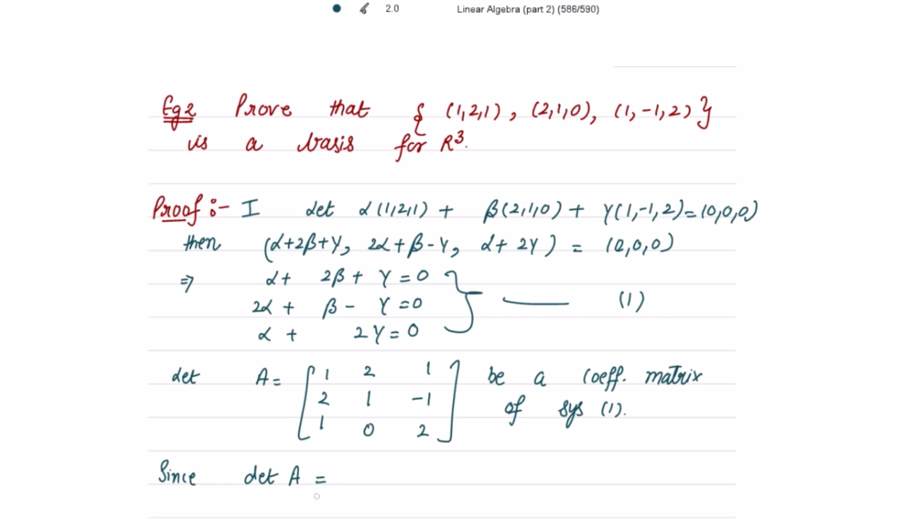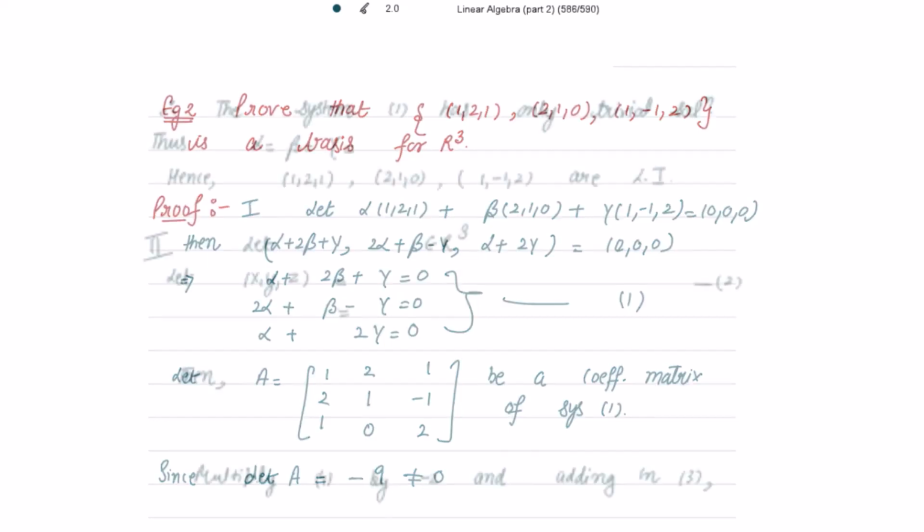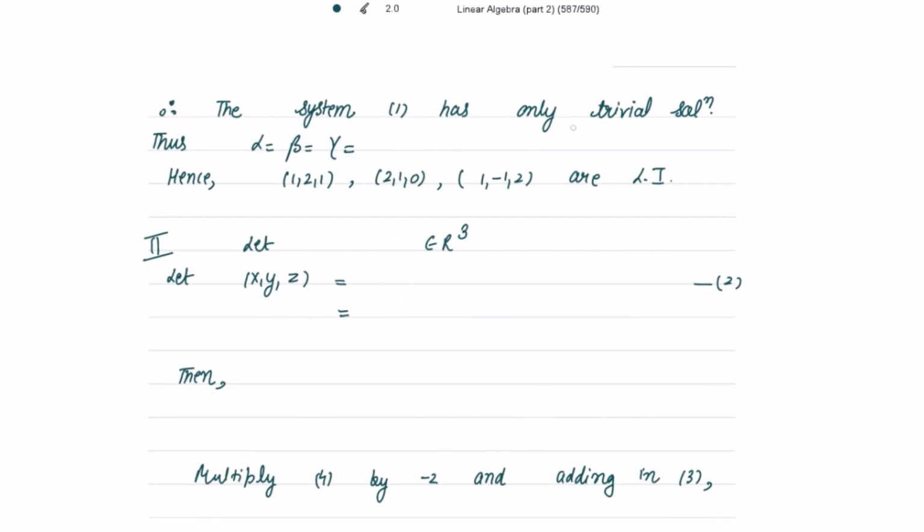Now calculate the determinant of A. Let's check whether it is coming out to be 0 or non-zero, because for linear independence I always need my determinant to be non-zero. So on solving this, I get determinant equal to -9, which is non-zero. Very good. Which means this system 1 has only the trivial solution, and trivial solution means all the scalars are 0. And if all the scalars are 0, all these vectors are linearly independent, and my work is over. So the system 1 has only the trivial solution, thus alpha equal to beta equal to gamma equal to 0, and all these vectors are linearly independent. Sure shot method.